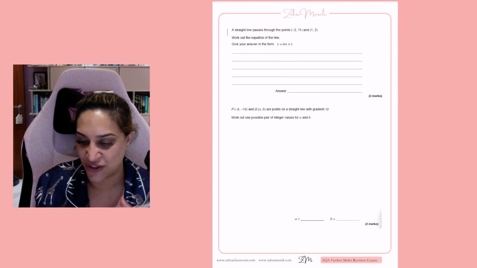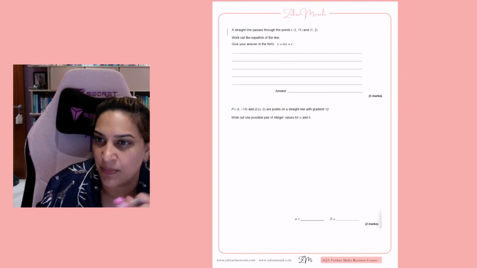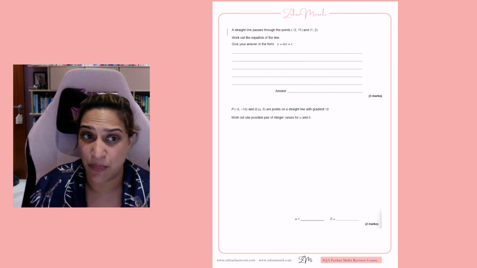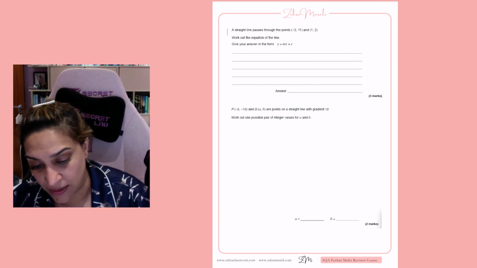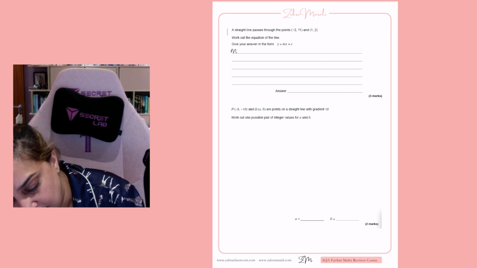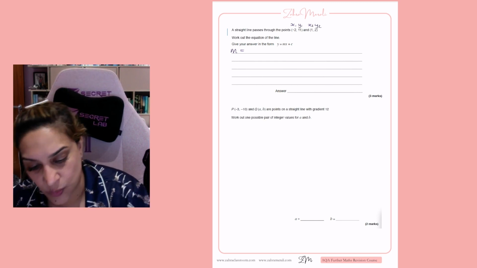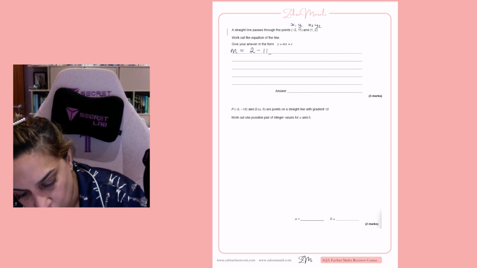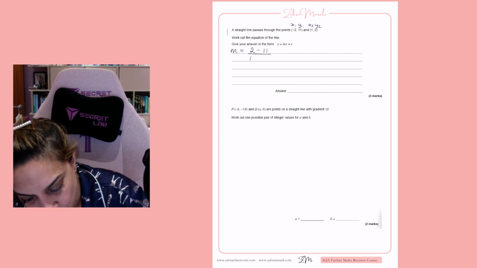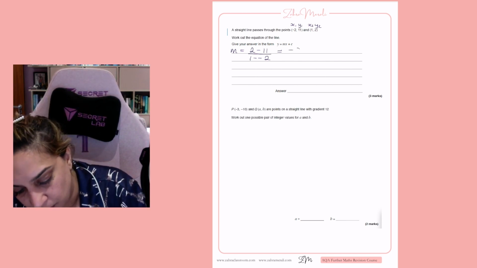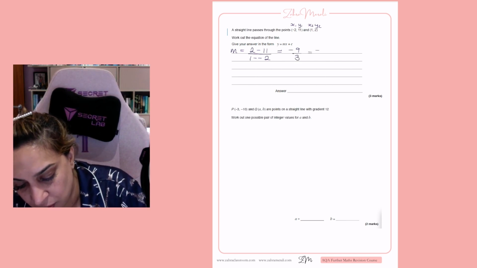Right, let's look at some questions. So we're given a straight line passes through some points. We want to work out the equation. Step 1, I'm going to find the gradient. So I'm going to say my m is, let's label these, x2, y2. So y2 minus y1 over x2 minus x1. So we get minus minus, so that's going to become a plus. So we've got minus 9 over 3, so we've got minus 3.